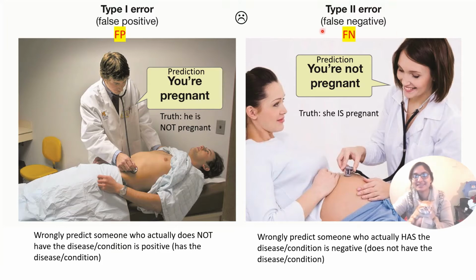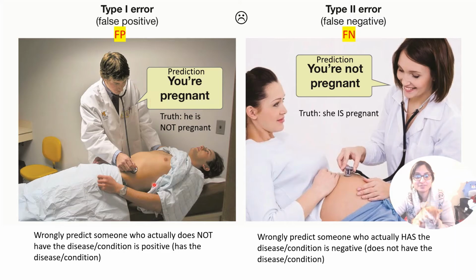So the false negative, or the type 2 error, is the doctor predicting that this patient here is not pregnant, when in reality she is pregnant. So it's wrongly predicting that someone who actually has the disease or condition, the condition of pregnancy here, is negative, that they don't have it. So false negative is falsely saying, hey, you don't have the condition, you're not pregnant, but in reality you actually are. And these are mistakes.